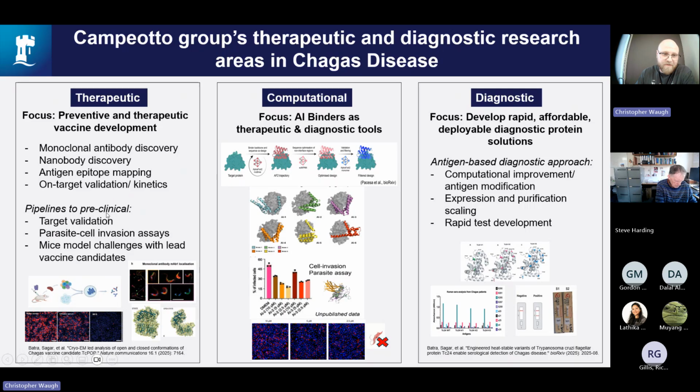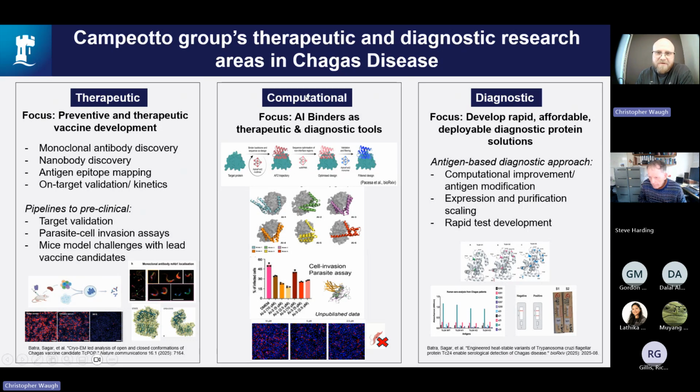Here is the pipeline we tend to go through, from discovery to preclinical, essentially. So target validation, parasite assays, and with collaborators, mice models where possible. Also with collaborators is parasite cell invasions, because this is a Cat3 parasite. So that has to be handled by the collaborators, unfortunately, but we're working on that.